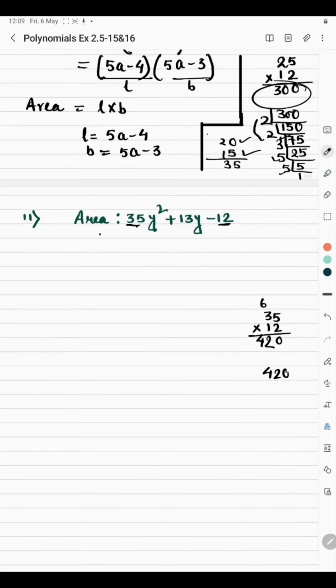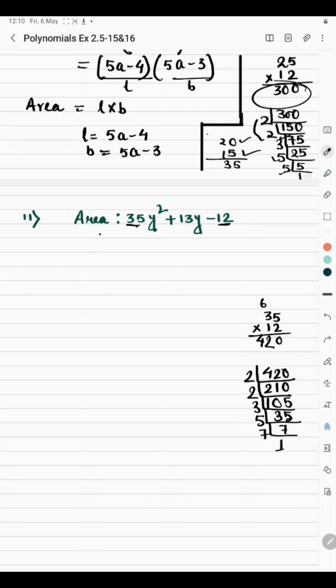So 2 2s are 4, 2 1s are 2, 0. 2 1s are 2, 1 cannot be divided by 2, so 0. 2 5s are 10. Now 3 3s are 9, 3 5s are 15. 5 7s are 35, 7 1s are 7. Now we will have to choose the numbers in such a way that by subtracting we'll get 13.